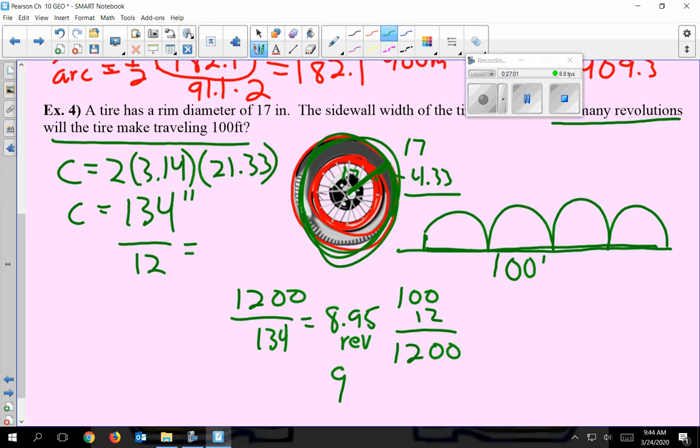So that valve, no, the valve's not hitting the ground, but it's just a landmark on the tire. That valve is going to, when I roll the wheel, hit the ground that many times, or hit a spot above the ground that many times in 100 feet. Okay.